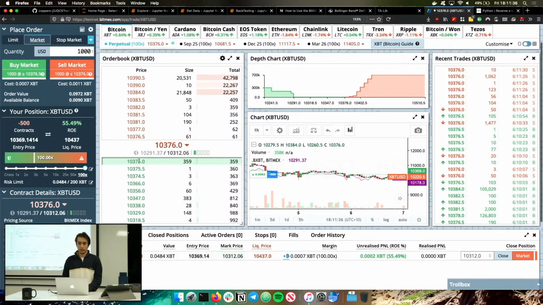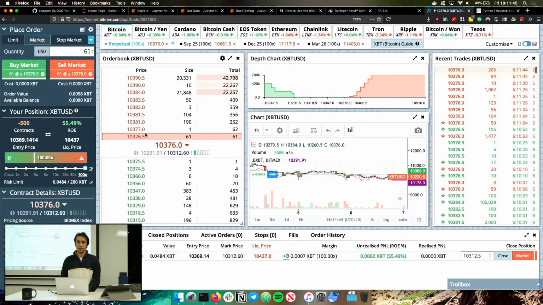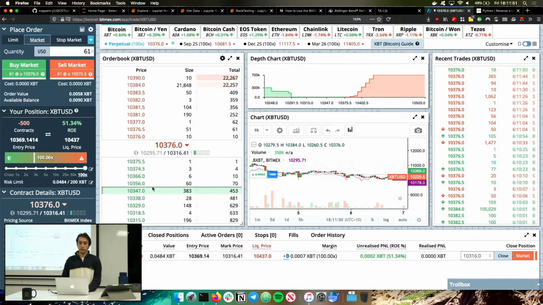So let's say I quote in the market, I'm happy to buy for $10,376. But if I wanted to sell, I would sell for $10,306.5. But it's just changed as we go there. So if I want to engage in a trade myself, we've got all these people that are willing to buy from me here, and all these people that are willing to sell to me here. So I have two options.